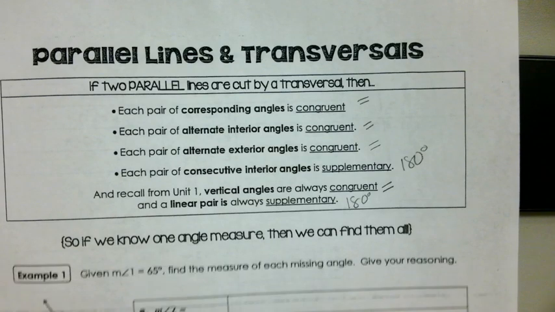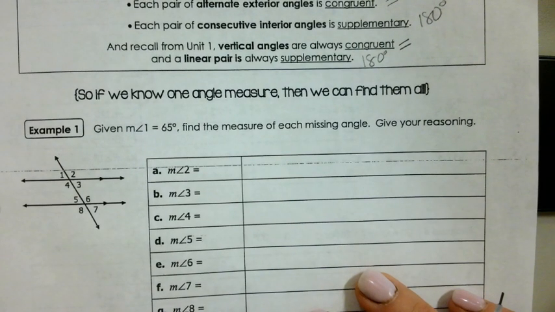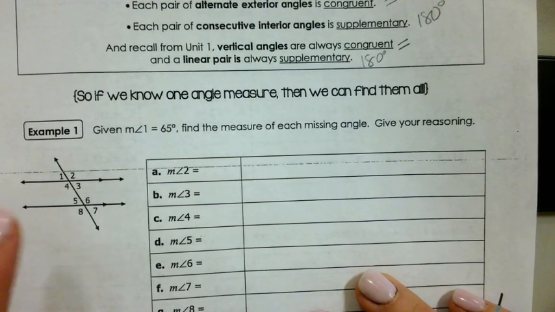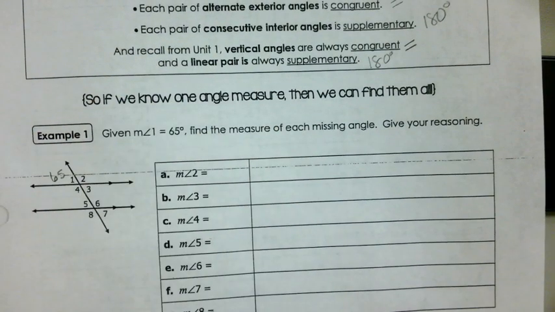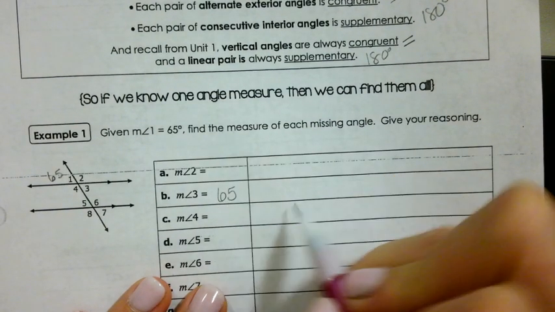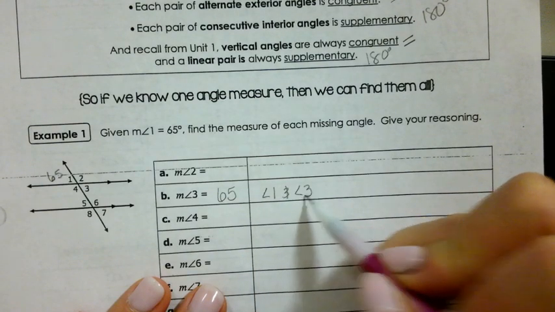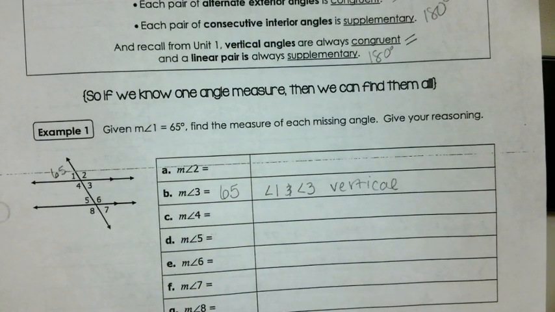So we're going to identify the measurement of each angle below and how we justified that. If we look here for number 1, we are told that this is 65 degrees. So we need to think, well, what other angle can we identify? You don't have to go in order. All you have to do is find a relationship. So I'm going to identify that angle 1 and 3 are equal because angle 1 and angle 3 are vertical. Those are vertical angles.